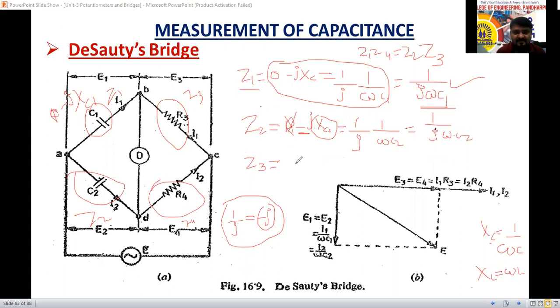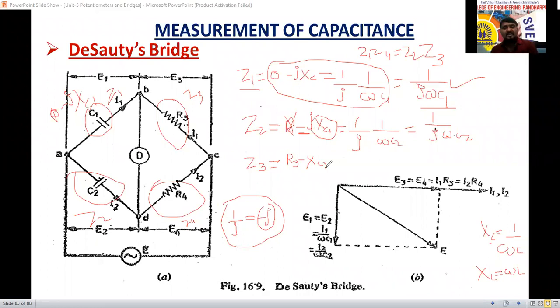Yes. R3. Very good. Next, is equal to minus R3, minus XC3. Okay. Next.